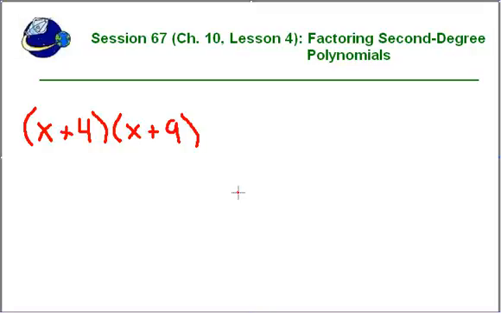In session 67 here, we're now going to advance a little bit more into factoring polynomials, especially second degree polynomials. But before we do that, it's very important that you remember the process of factoring. We're using our distributive property. We don't have any second degree polynomials yet. We simply have an x plus 4 being multiplied by an x plus 9.